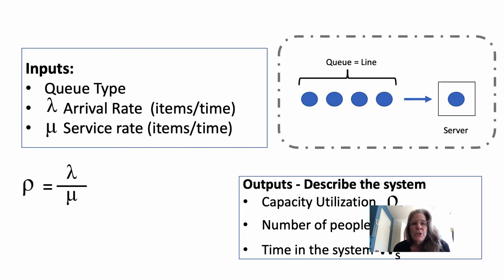So simple equations like the capacity utilization is lambda over mu, a pretty simple equation. The number of people or number of items in the system is rho, or the capacity utilization, divided by 1 minus rho.